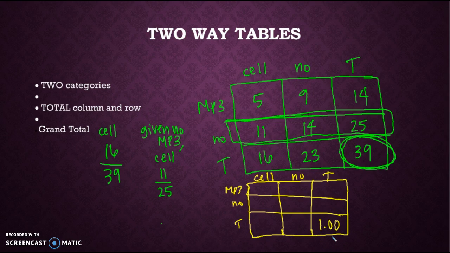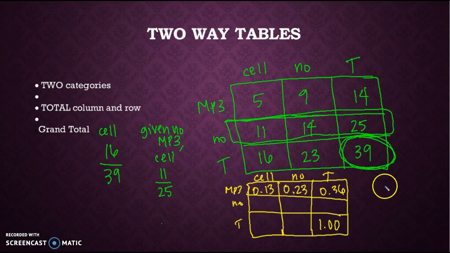Then to find the rest, we just divide. So we would take that 5 for the cell phone and MP3 players and divide it by the 39 for the total number of people. And we get 0.13. Right? And then we would take the 9 and divide it by the 39 total and get 0.23. Which if we add those together would give us 0.36, and 14 divided by 39 would give us that as well. And you can fill it in as well.